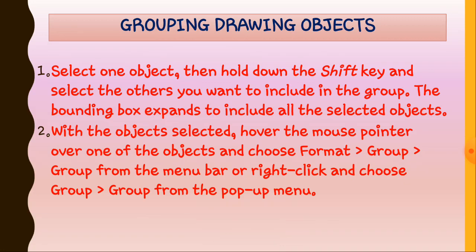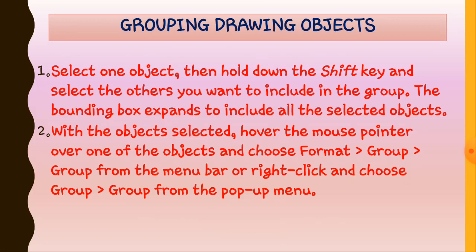Okay, let me see how to make a group in OpenOffice Writer. For that you have to select one object. Suppose you have inserted or drawn 3 objects in the document. First select any one object, then hold the shift key on the keyboard, then select all 3 objects. What will happen? The selection will be expanded to all the 3 objects. Now you have selected all 3 objects.